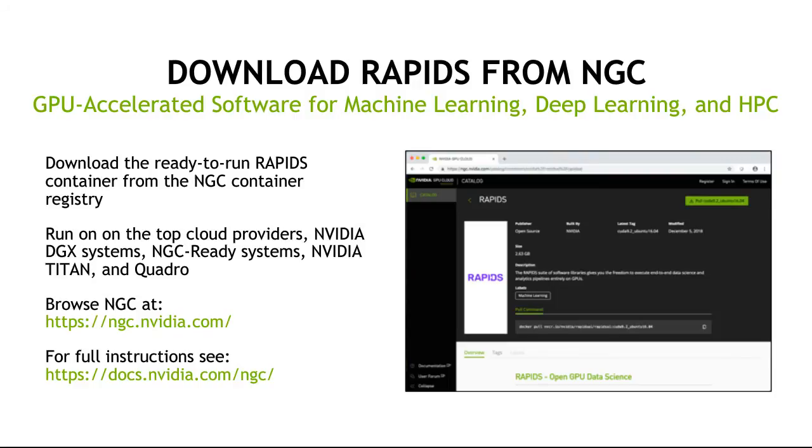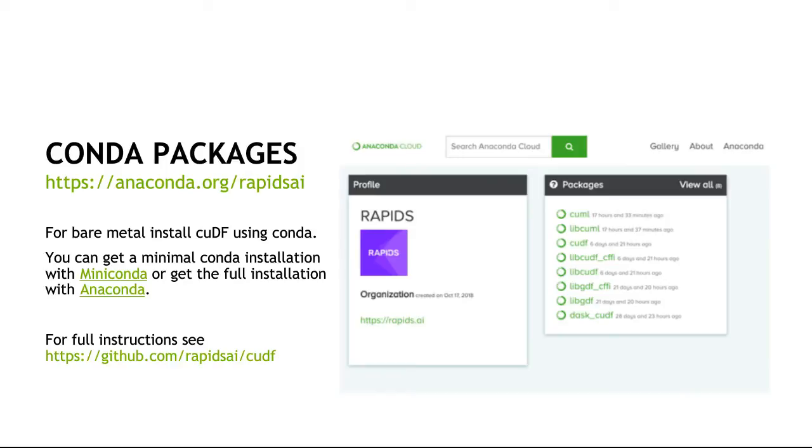For bare metal installs, Rapids is available through Conda. Anaconda is a free package manager, environment manager, and Python distribution with a large collection of data science and other open source packages. It's also available in a more lightweight version known as Miniconda. Using Conda is the easiest way to install Rapids to your machine. Full instructions are available at the Rapids homepage, rapids.ai. Support for pip installation is planned for the future, but as of right now, it's not currently available.